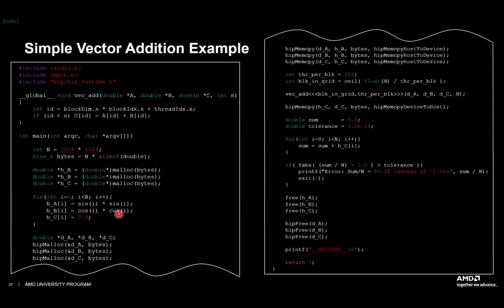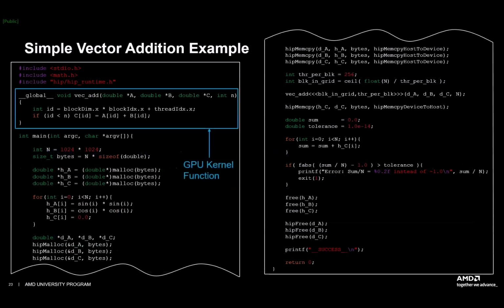So this is a full vector addition program that we'll take a look at here, just to walk through. We did include our HIP runtime up here at the top in our include statements. This is our GPU kernel function. We'll look at this in more detail after we walk through this full code. But for now, know that that's just the code that will be offloaded to the GPU.